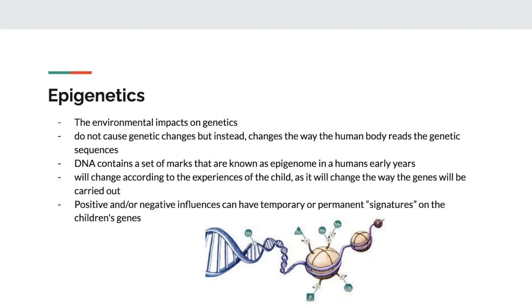be carried out. Positive and/or negative influences can have temporary or permanent signatures on the children's genes. This is why it is extremely important to make sure the children have positive experiences as a child, since epigenetic changes are most prominent during the early years of a human.